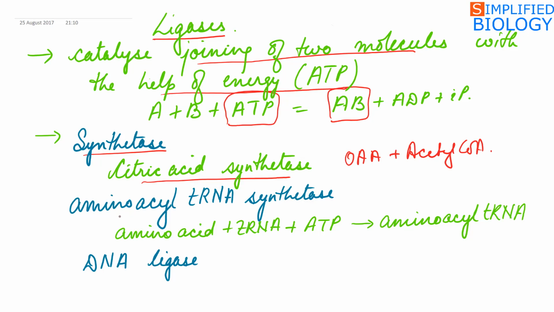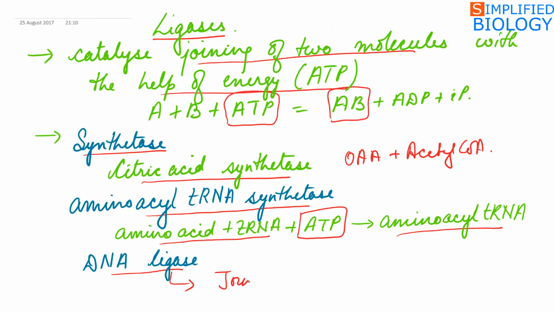Next example is amino-acyl tRNA synthetase. This is seen during the charging of tRNA in protein synthesis, where amino acid reacts with its specific tRNA to form amino-acyl tRNA with the help of ATP. And last, DNA ligase. They help in joining fragments during DNA replication.